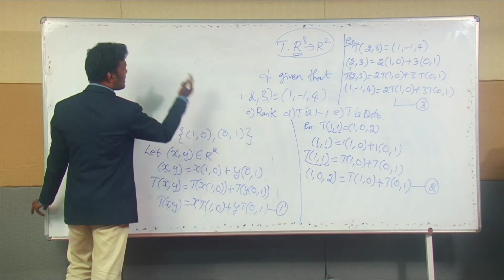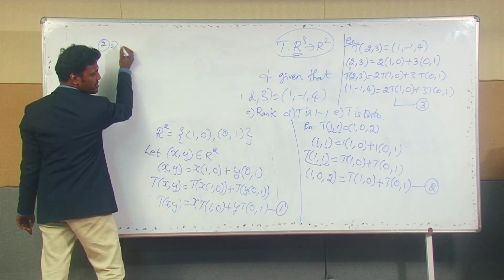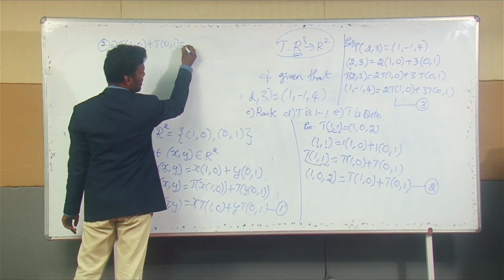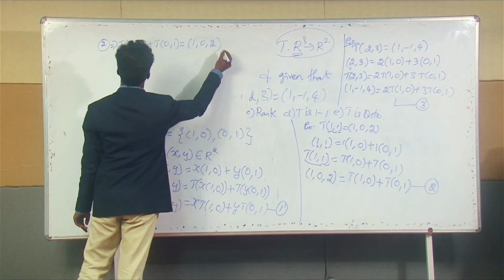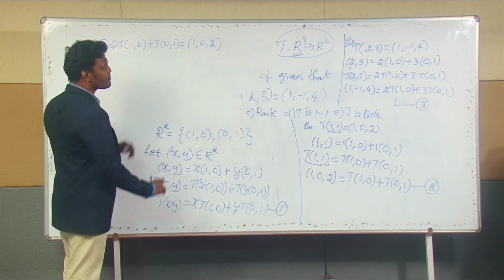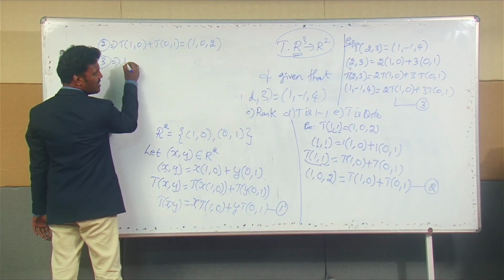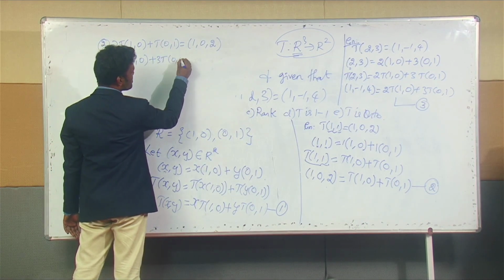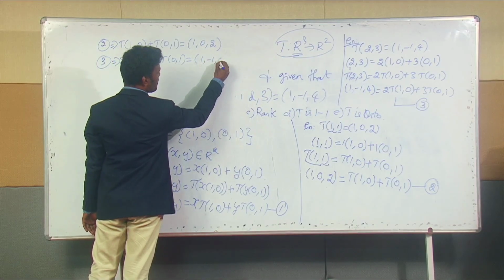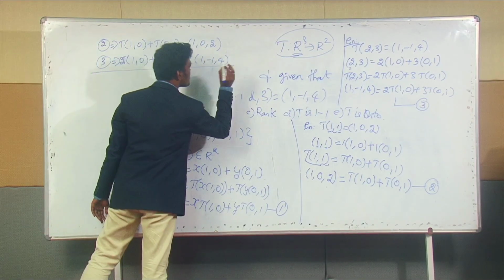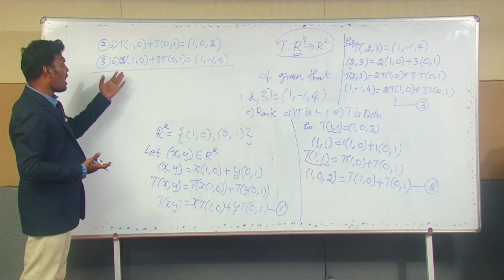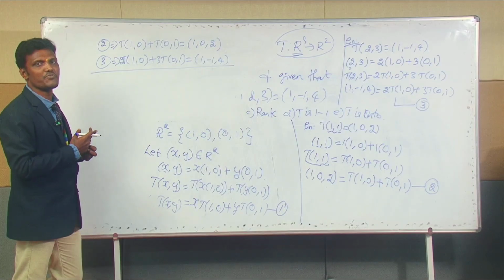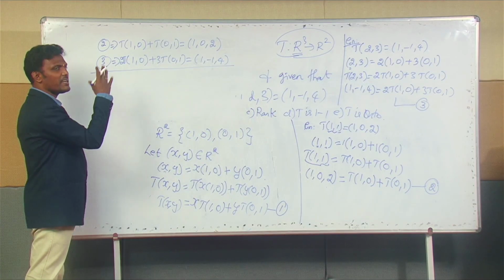I am just writing the second equation. What is your second equation? T of (1, 0) plus T of (0, 1) equals (1, 0, 2). This is your second expression. What is the third expression? 2 times T of (1, 0) plus 3 times T of (0, 1) equals (1, -1, 4). You have to solve this the same way we solve two-variable equations, by eliminating one variable to get the other. Same process here. We are going to eliminate one of the values.